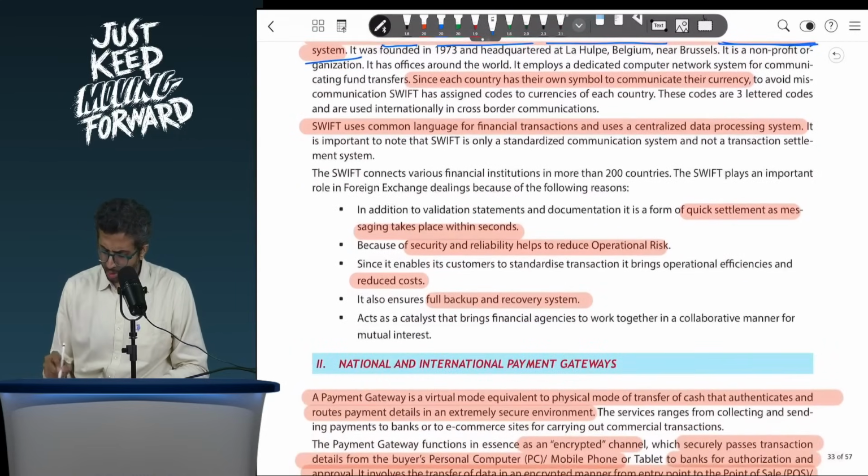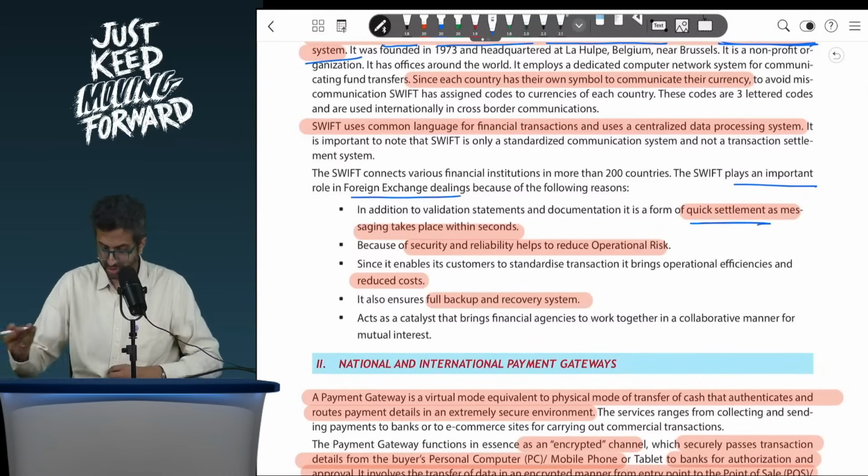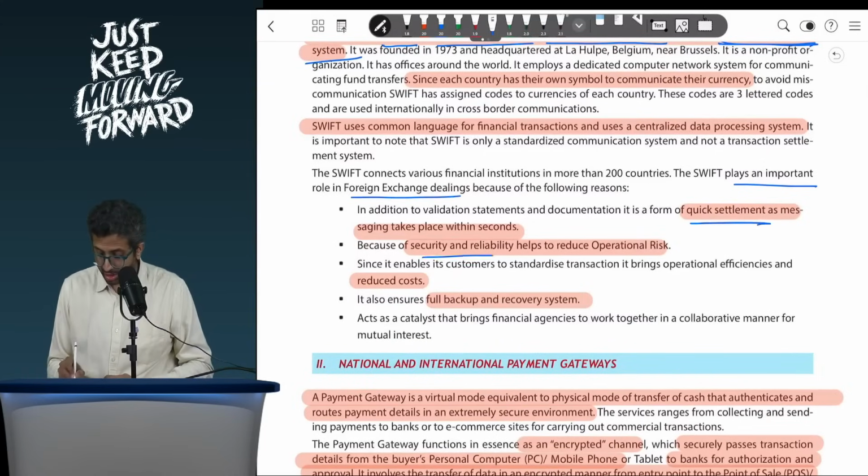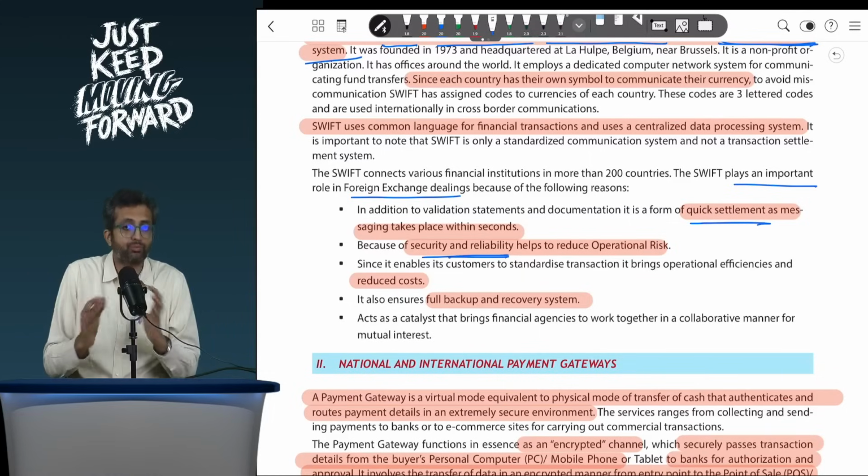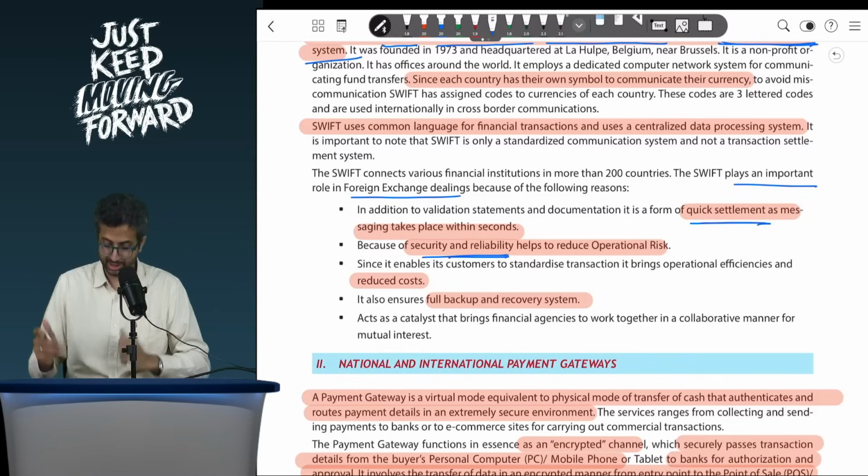Okay, so over here, SWIFT plays an important role in foreign exchange because it provides quick settlement, as messaging can take just a few seconds. Security and reliability: there's a centralized system which is of very high security.